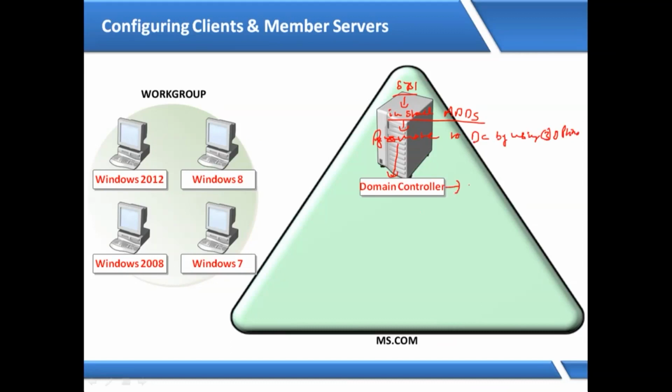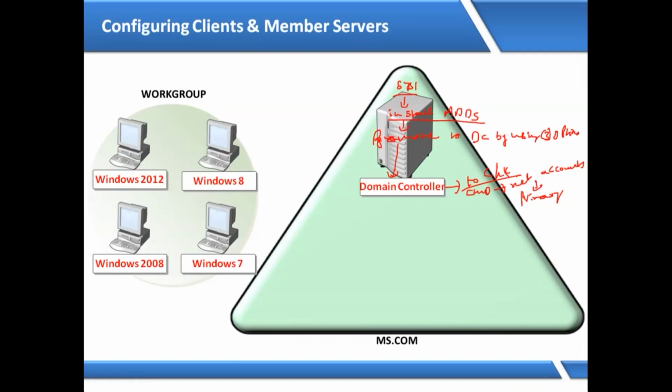How do you check it? To check whether it has become the DC or not, go to the command prompt and type net space accounts. It will show the computer role name as primary. So this is how you will identify the DC.